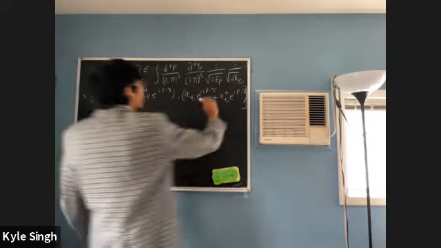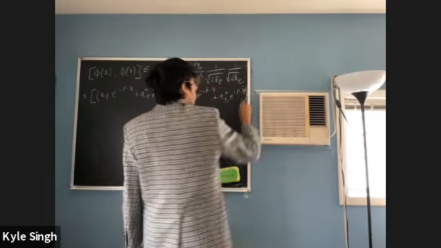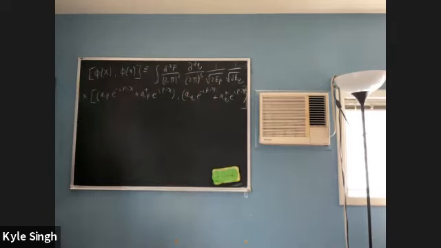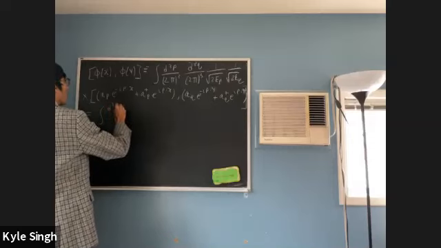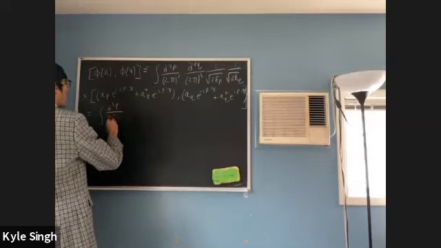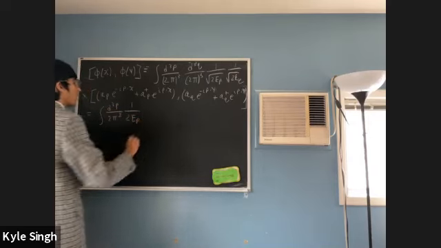Now, these should really be y's, because this has to do with the second field. Suffice to say, let me work this out right now. You can work this out and you'll get d3p over 2 pi cubed, 1 over 2 E_p.